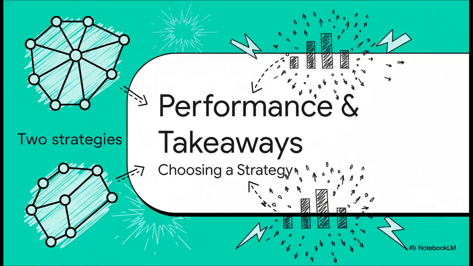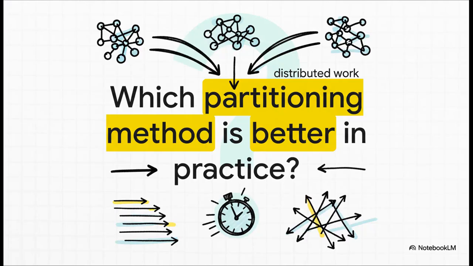All right, we have our two competing strategies. Now it's time for the main event. Let's dig into the data from the research and see which of these approaches actually holds up when things get really tough. So here it is, the million-dollar question. When you're trying to search a graph with a billion nodes, which strategy for dividing up the work is going to be faster and more efficient?